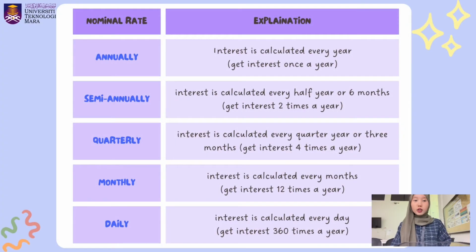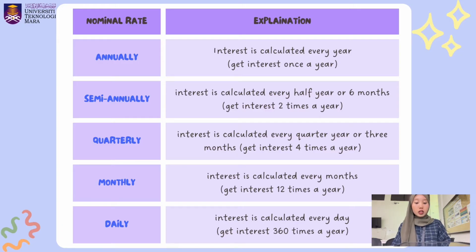Nominal rate. Nominal rate can be divided into 5, which is annually, semi-annually, quarterly, monthly, and daily. For annually, interest is calculated every year, which you will get interest once a year. For semi-annually, interest is calculated every half year or 6 months, which you will get interest 2 times a year. For quarterly, interest is calculated every quarter year or 3 months, which you will get interest 4 times a year.